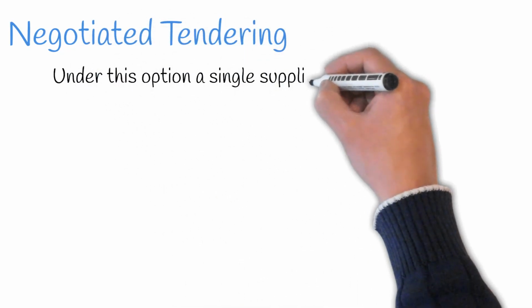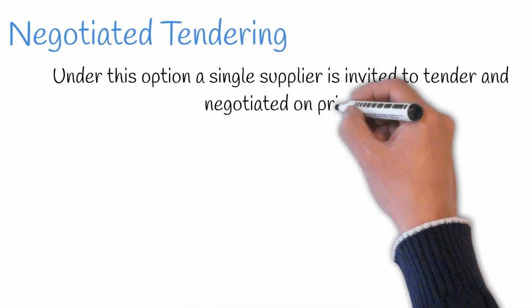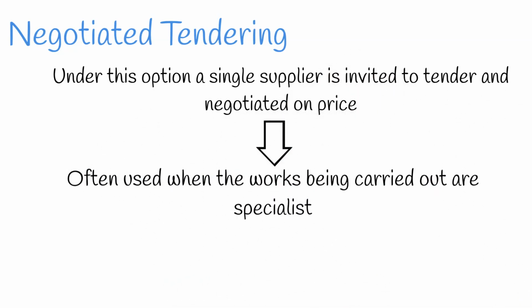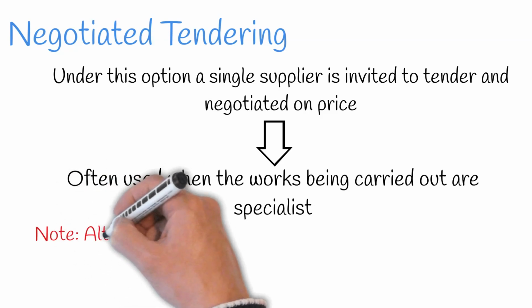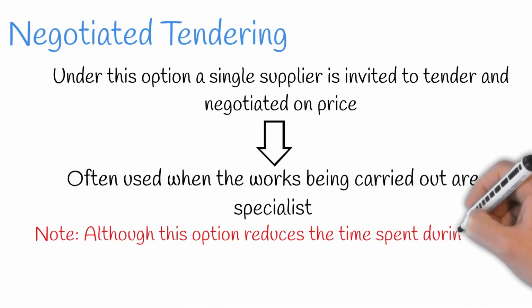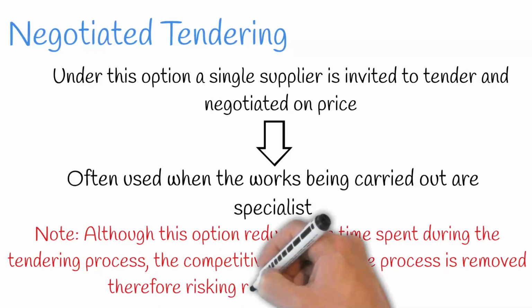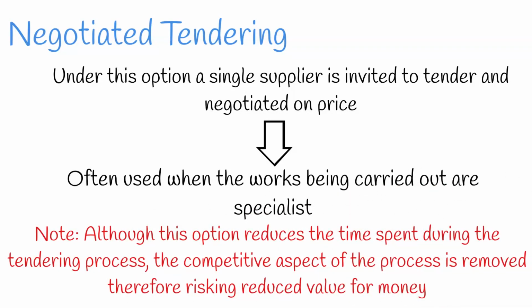Moving on, we have negotiated tendering. Under this option, a single supplier is invited to tender and negotiated on price. This is often used when works being carried out are specialist. It should be noted, although this option reduces the time spent during the tender process, the competitive aspect of the process is removed, therefore risking reduced value for money.